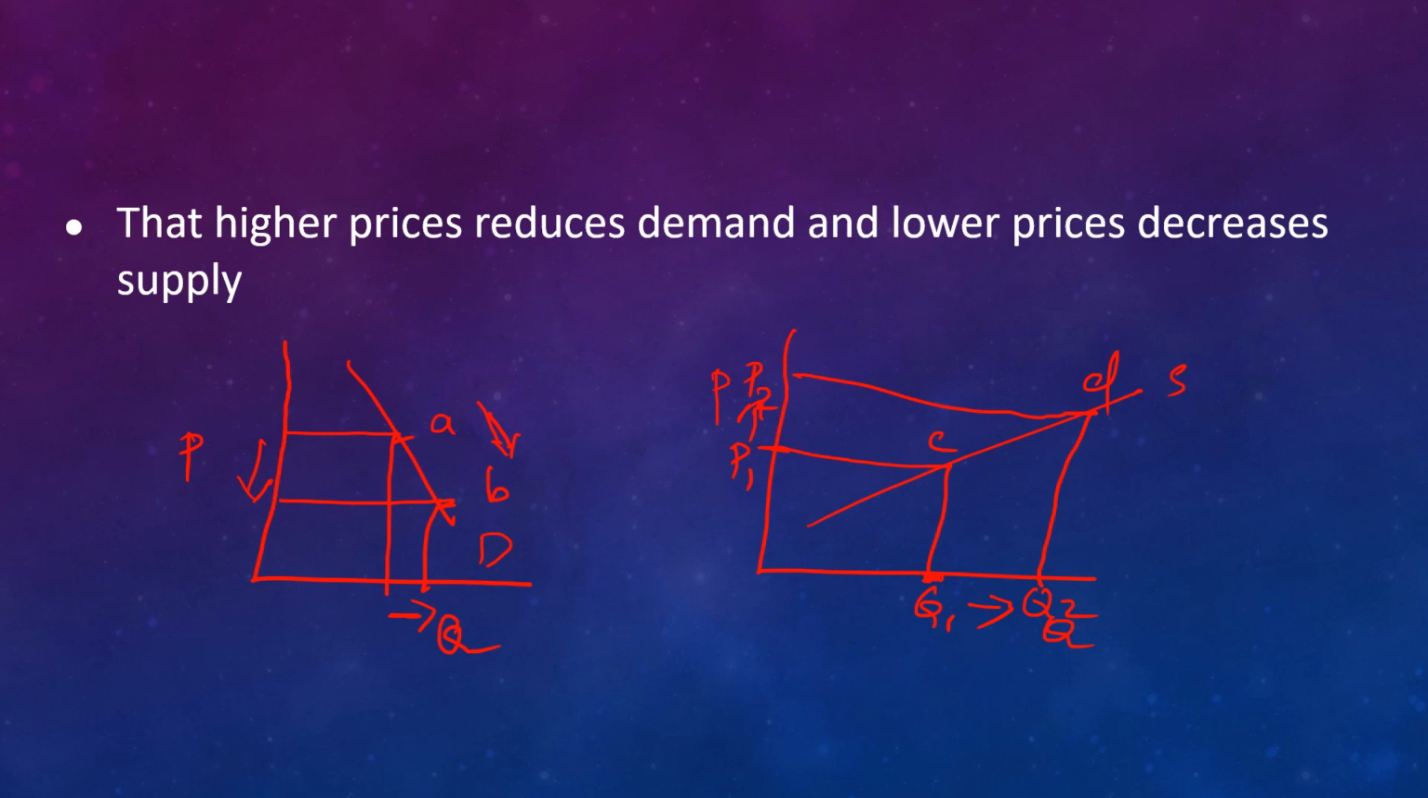A higher price will reduce the demand. A higher price means if price increases from this point to this point, your quantity will be falling, isn't it? Price increase means quantity falls. Price fall means quantity rises. So there exists an inverse relation here. What about here? Lower prices would decrease the supply. So this is a direct relation.